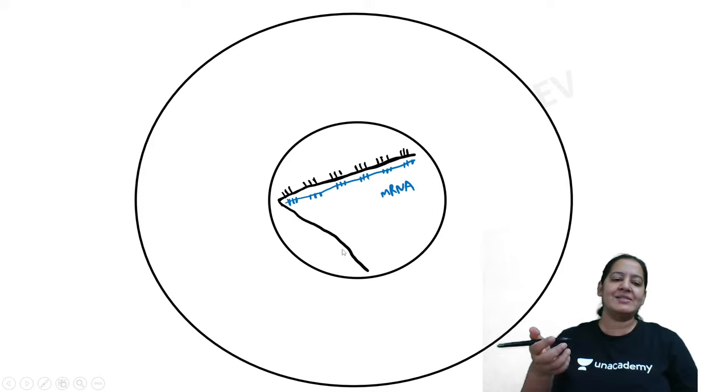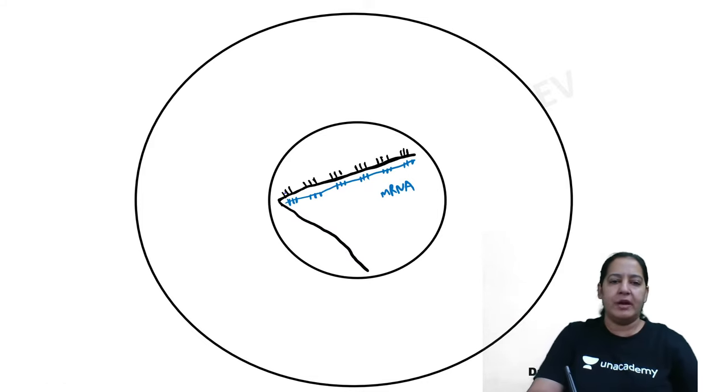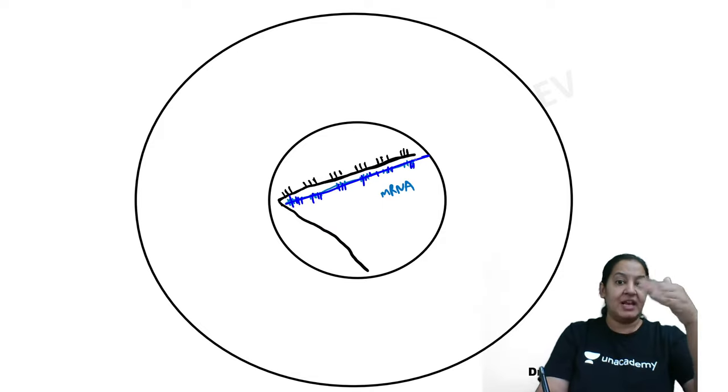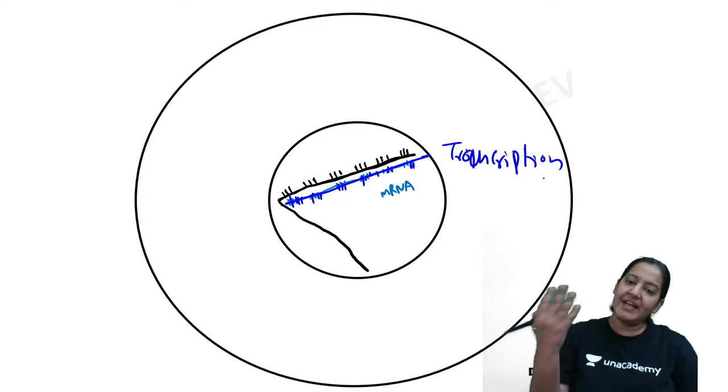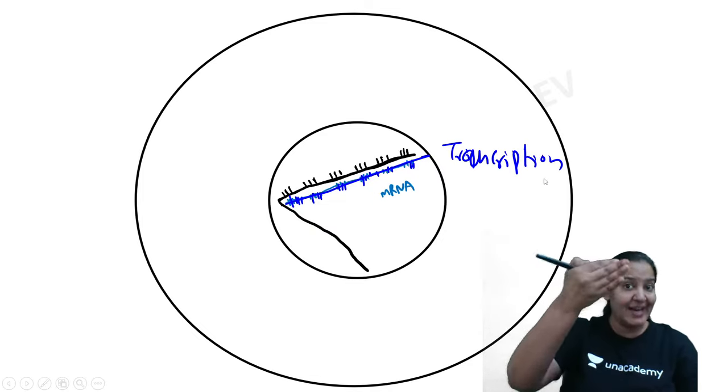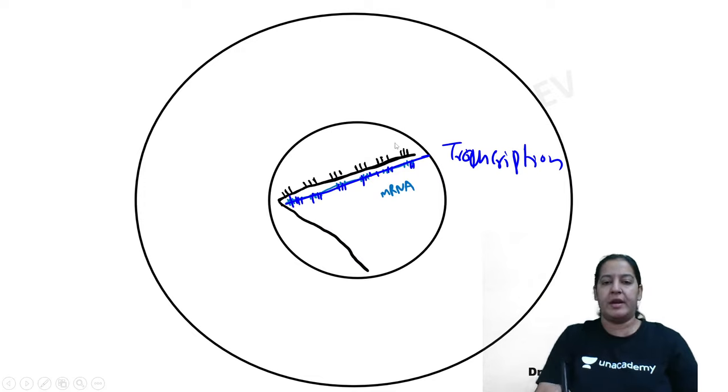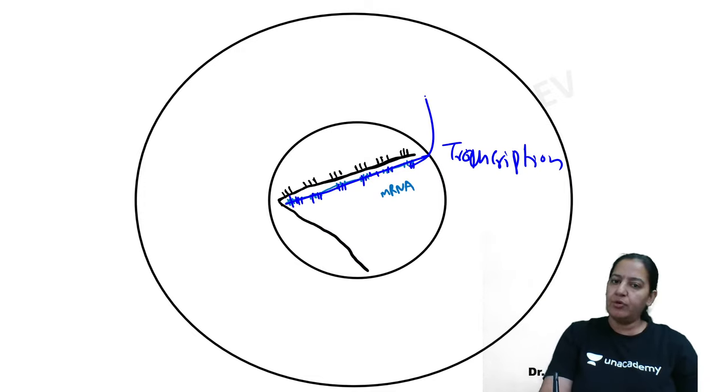Now, on the leading strand, the corresponding mRNA is formed. Can you see? On the leading strand, the corresponding mRNA is formed, and this step is known as transcription. So the leading strand of DNA is transcribed into mRNA. Transcription takes place inside the nucleus, in which the leading strand of DNA is converted into mRNA. Now this mRNA will leave the nucleus and come outside.